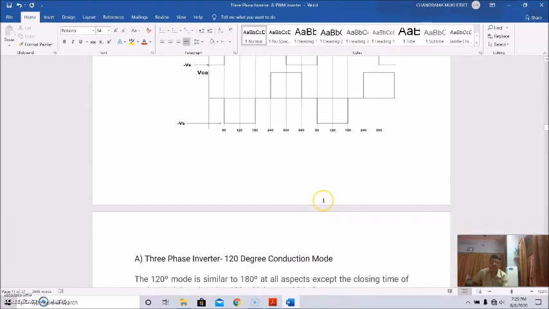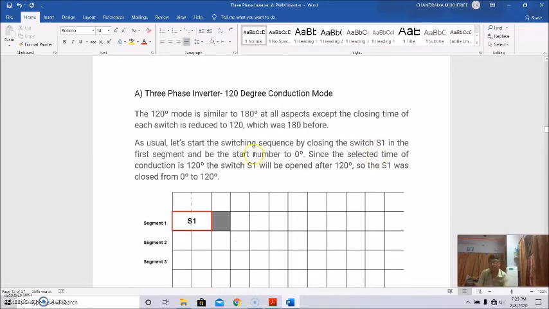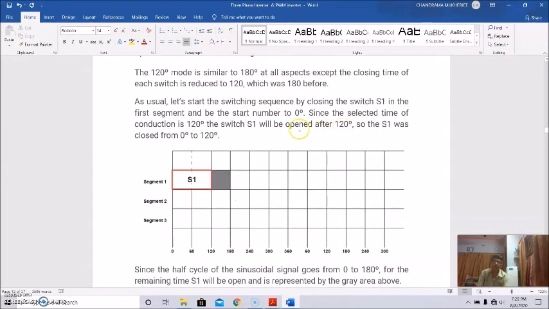So that is all about the 180 degree conduction mode. The 120 degree conduction mode is similar to the 180 degree mode in all aspects, except the closing time of each switch is reduced to 120 degrees, which was 180 degrees before. Let's start the switching sequence by closing S1 in the first segment, starting at 0 degrees. Since the conduction time is 120 degrees, the switch S1 will be opened after 120 degrees.